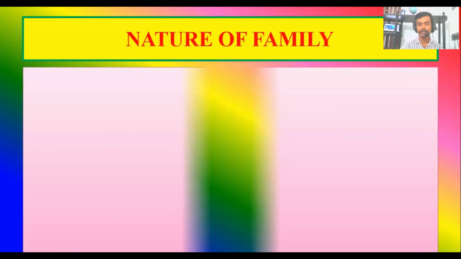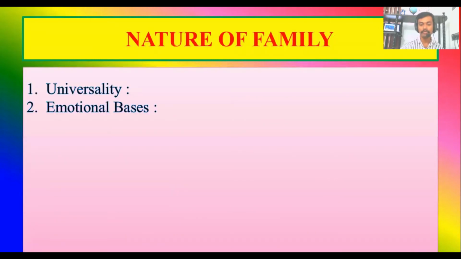Nature of family. First nature, universality. Everywhere, every part of society is created by family. Family is germinal, or fundamental, to everyone. Then emotional basis. The family is created on the basis of emotions, emotional relationships and attachment, for example, husband and wife emotional relationship, parents and children, etc.